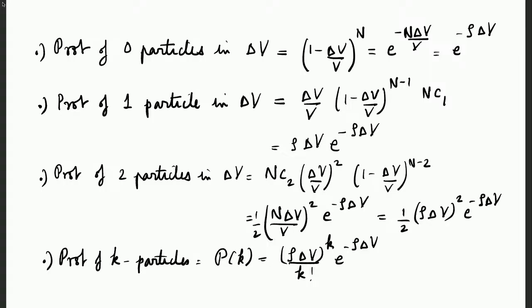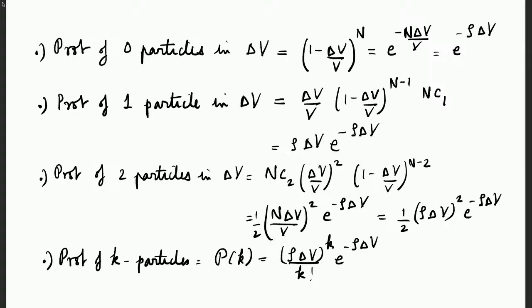And now I again do the same trick. NC1 is n, and n by V is rho, so together with this delta V it becomes rho delta V. Here I exponentiate, and e to the power minus rho delta V comes again. There is a factor of minus 1, but that minus 1 multiplies delta V by V, which goes to 0 in the limit delta V by V going to 0. So the answer gets modified.